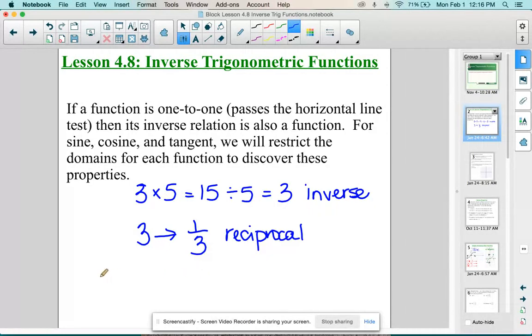So we've been studying reciprocal functions like secant, cosecant, cotangent. Those are all reciprocal functions. They are not inverse functions because they do not undo sine, cosine, and tangent. Okay, so what are the inverse functions, the things that will undo sine, cosine, and tangent? Well, we're going to look further at those today.